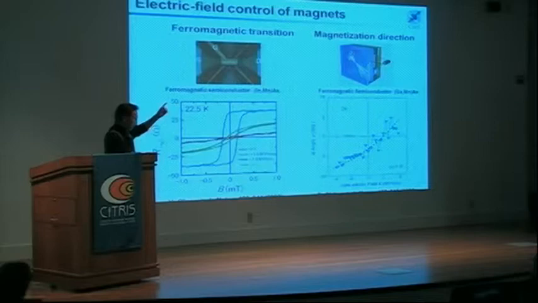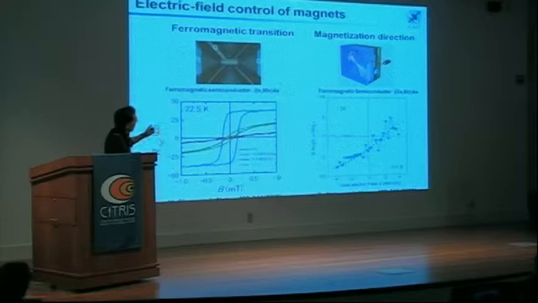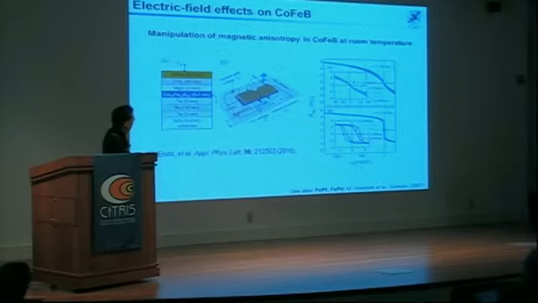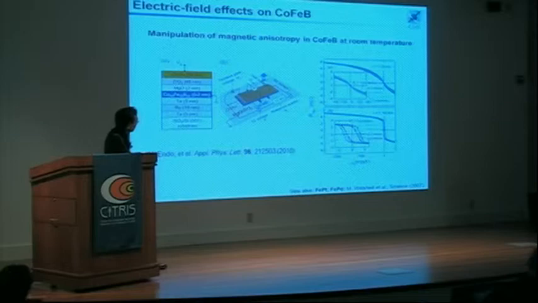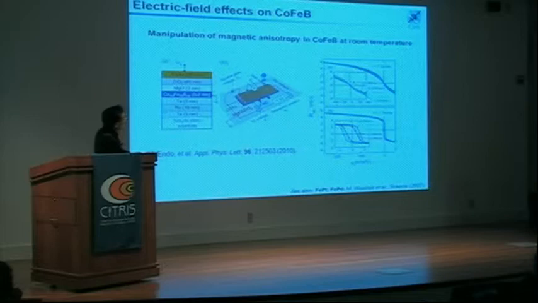But these are at low temperature and on ferromagnetic semiconductors, but recently many groups, including ourselves, are finding out that you can do very similar things at room temperature. This is, again, the cobalt iron boron MgO system that I have used for my magnetic tunnel junction. But here, we've been able to show that we can modulate the magnetization versus field curve, and we can modulate the anisotropy of the system at room temperature.